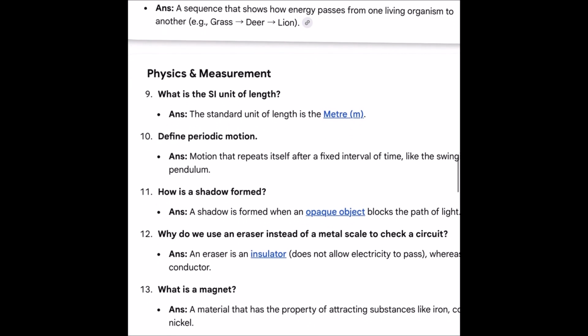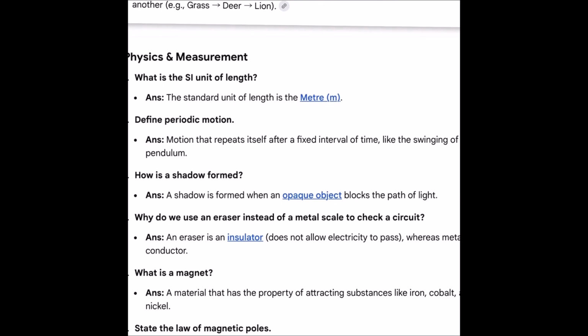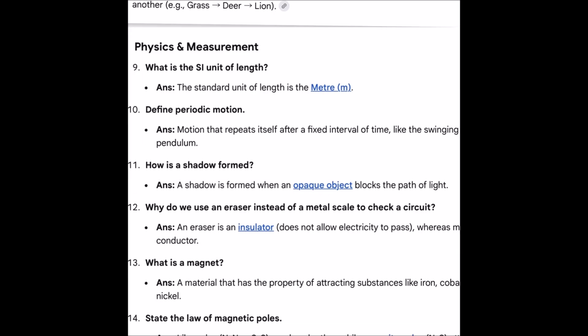Next question is, define periodic motion. So the answer is, motion that repeats itself after a fixed interval of time, like the swinging of a pendulum. This is called periodic motion. Question 11 is, how is a shadow formed? Answer is, a shadow is formed when an opaque object blocks the path of light.